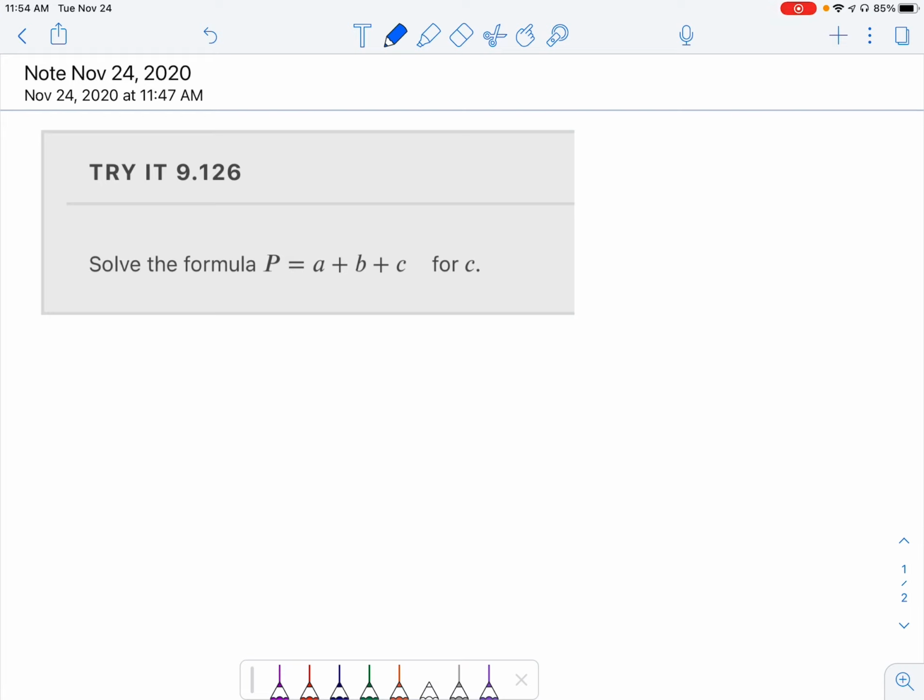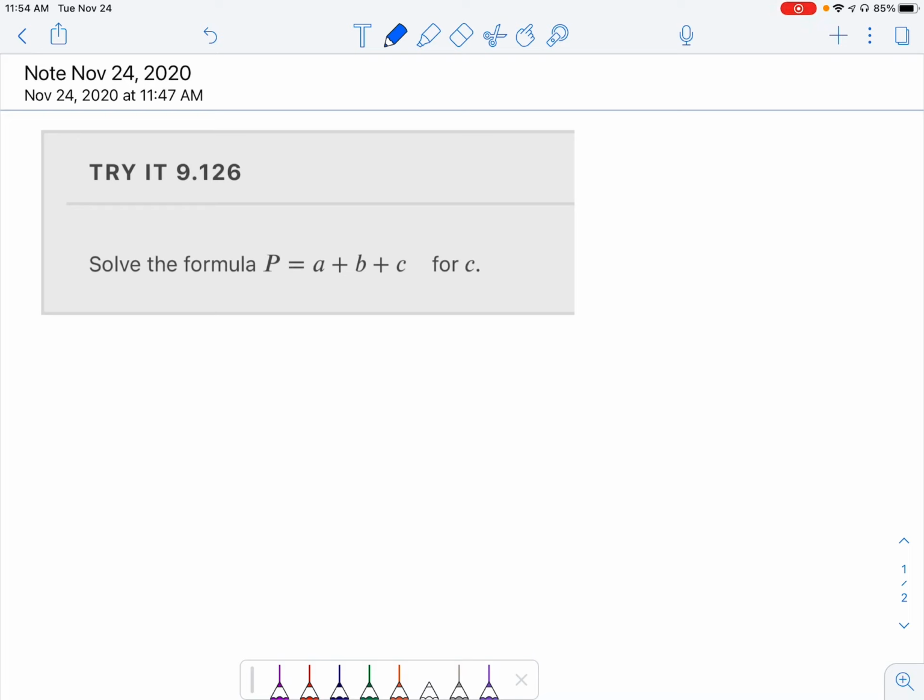Oftentimes, what you're going to be rearranging will be formulas. So, like in this example here, we have the formula for perimeter of a triangle. So we know that perimeter is equal to the lengths of the three different sides added together. And what we're asked to do here is solve this formula for C. So let's say I know the perimeter and I know two of the sides of the triangle and I want to find the third side. Or I want to enter that as a formula into a spreadsheet of some kind.